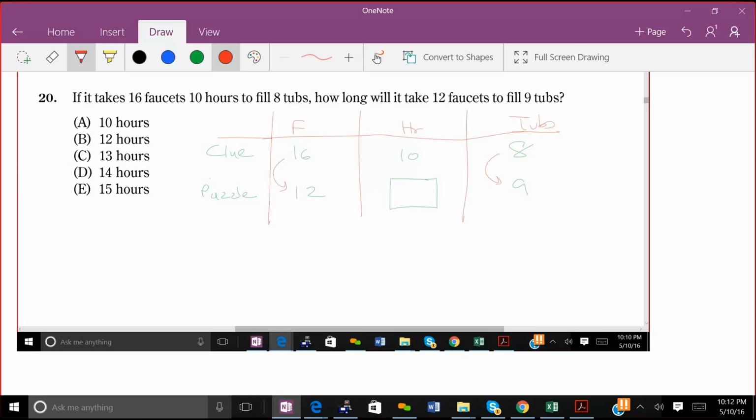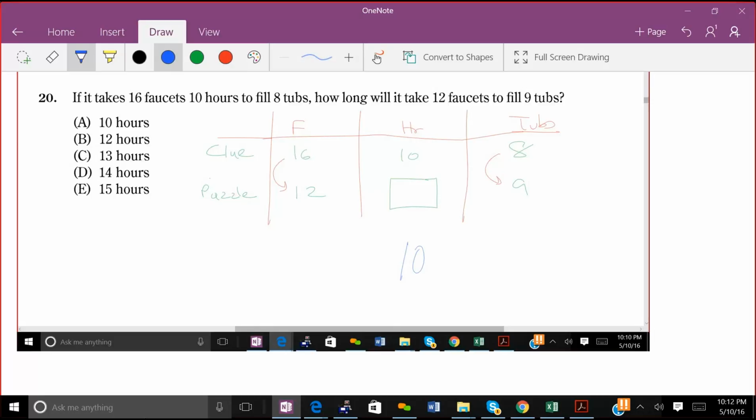Let's say you are an engineer in the New York Water Department, and last week, you filled up 8 big water tubs with 16 faucets. It took you 10 hours. You have to do the same thing today, and you want to know how many hours it will take. Your first guess would be, well, in the past it took me 10 hours, I'd expect 10 hours again this week, right?